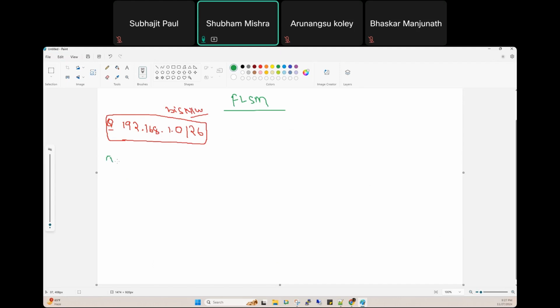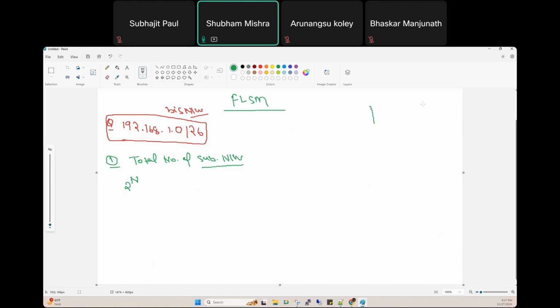In step number 1, first of all, we need to calculate the total number of subnets, or subnetworks. Getting my point, everyone? The formula is 2 to the power n. This is the formula to calculate the number of networks.